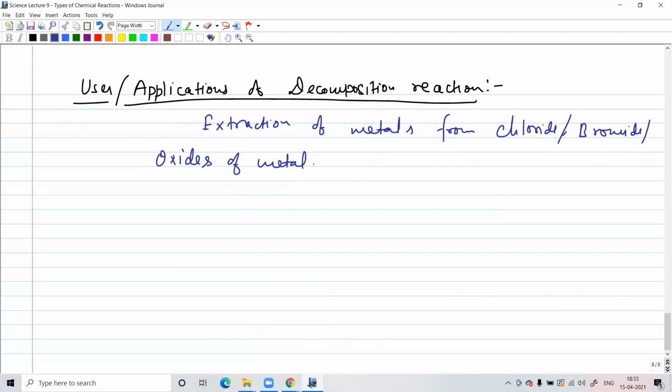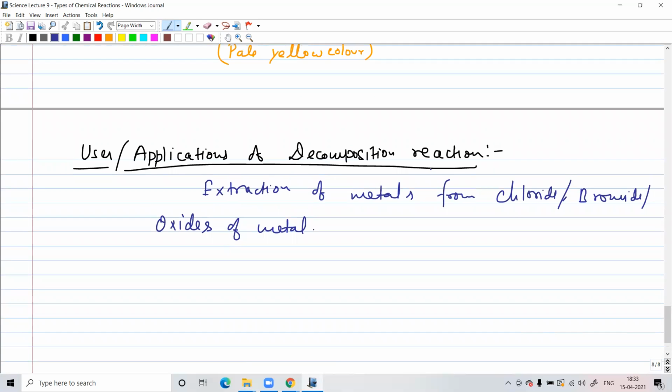We have seen the examples. All right. So with that, we are done with the decomposition reaction. Anyone has any questions about the two types of chemical reactions we have seen so far?